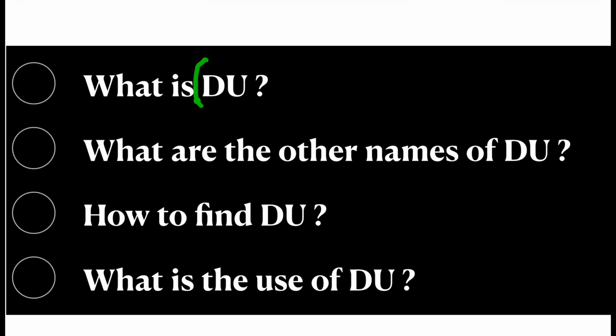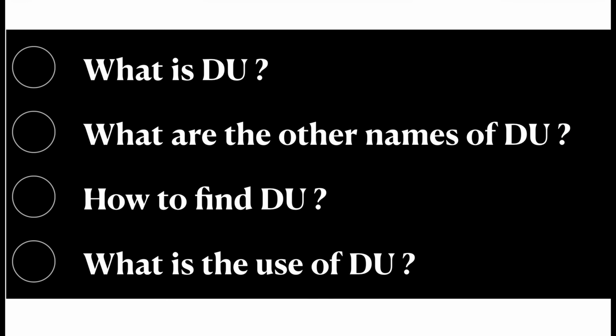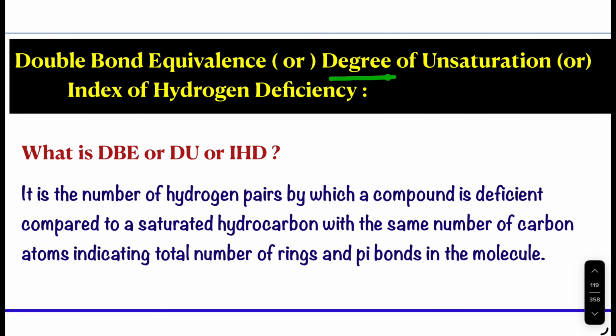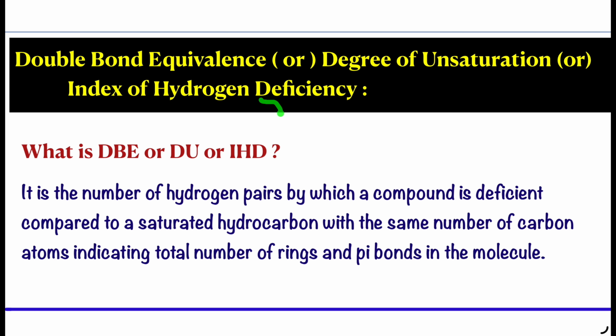Even before going to the exact meaning of degree of unsaturation, first let us take the other names of degree of unsaturation. Here, degree of unsaturation is abbreviated as DU. It is also known as double bond equivalence, abbreviated DBE. Another name is index of hydrogen deficiency, that is IHD.